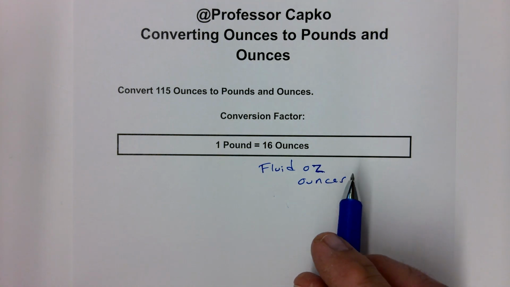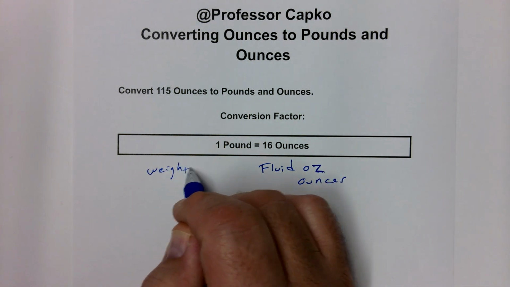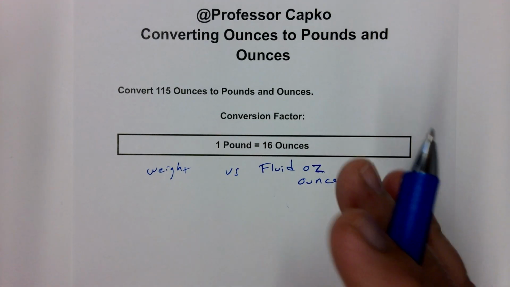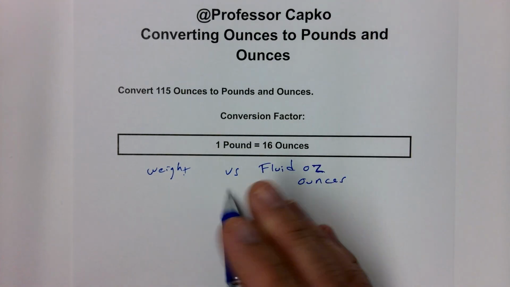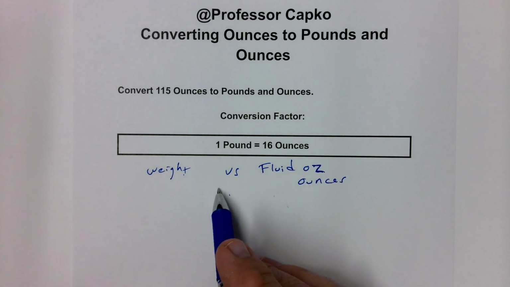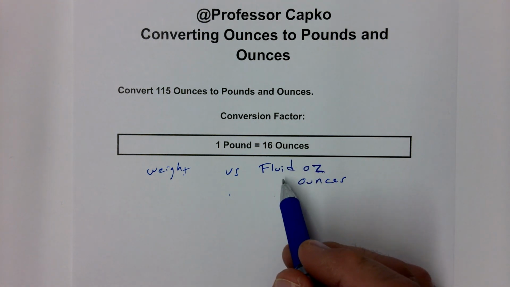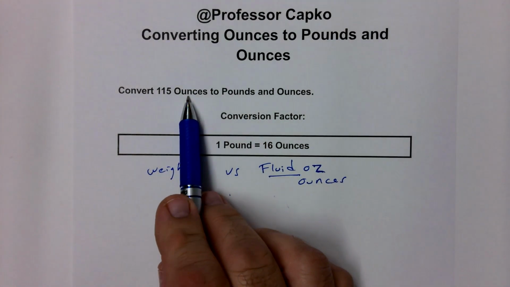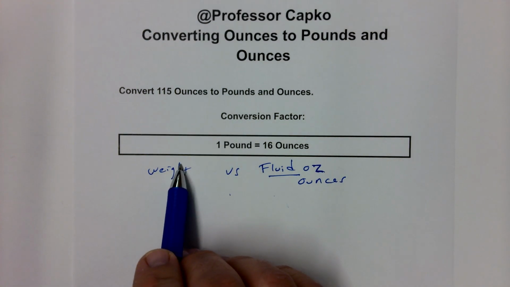But having said that, I don't want you to confuse the weight ounces with fluid ounces. Fluid ounces is volume, like how much you pour into a glass. Weight ounces would be how much it weighs. It's kind of confusing using the same term, but if you're talking about volume, say fluid ounces. So let's get that straight. In this case, they're just talking about ounces, so that would be the weight ounces.